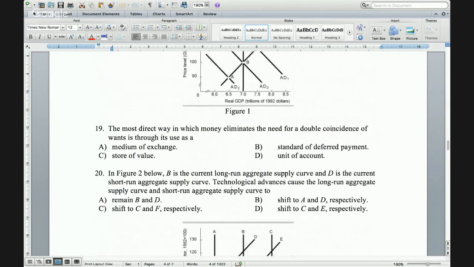The most direct way in which money eliminates the need for a double coincidence of wants. Now, you need to understand what that means, double coincidence of wants, and just a brief explanation on it. Some say that money was created in order to alleviate a number of problems, and the main problem was the barter system.